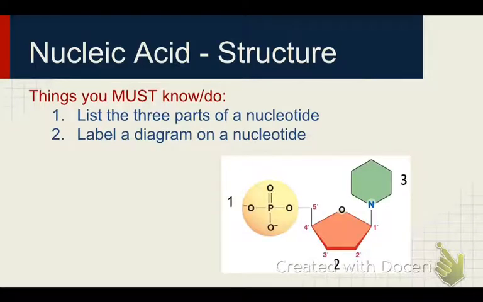So on a test, if you were asked a question about structure, what I would ask you to be able to do is list the 3 parts of a nucleotide and label a diagram of a nucleotide. So you would have to be able to label the different parts. Again, slightly different colors, but the same setup here. We have our phosphate group, which is group number 1 in yellow. We have our 5-carbon sugar in that nice coral color. And then we have our nitrogenous base in that green, I think it's a hexagon.